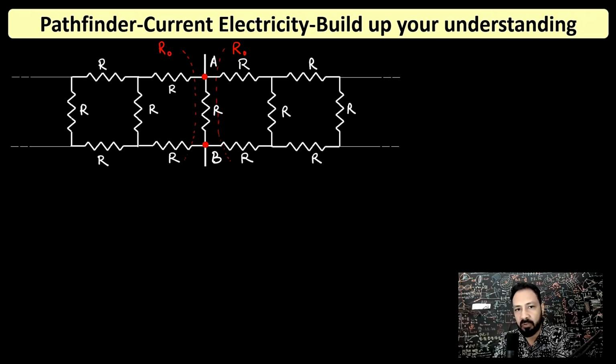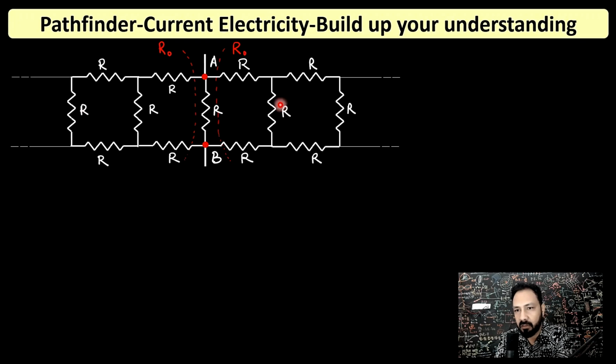This is going up to infinity. Let's assume that the resistance of this left part is R naught, and the left part and right part are identical. So the resistance of the right part is also R naught, and we'll calculate R naught.